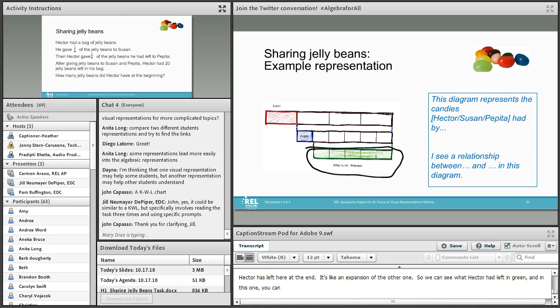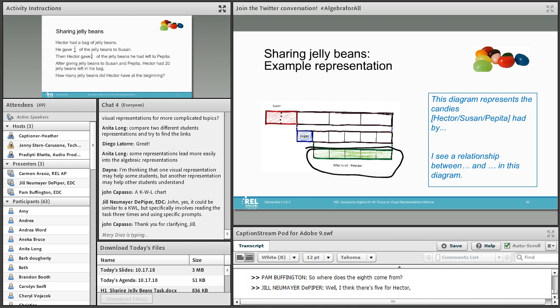And, you know, in this one, you can see that Hector really has 5/8. You can see if you can line that back up to the top, he's got 5/8, and Susan and Pepita have 3/8. And that's a relationship you probably wouldn't see if you saw the solved equation without the visual. So where did the eighths come from?